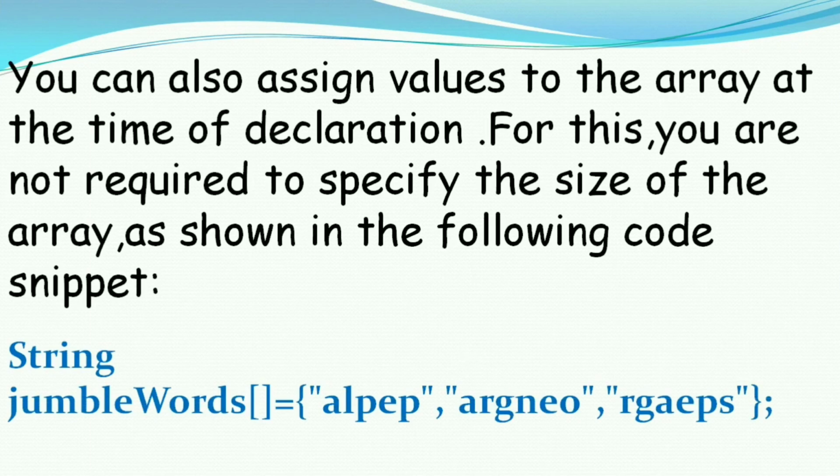You can also assign values to the array at the time of declaration. For this, you are not required to specify the size of the array, as shown in the following code snippet. String jumble word brackets is equals in braces lpep, argneo, rgaps, braces close. इसमें हमने साइज डिक्लेयर नहीं करा, सीधा सीधा हमने वेरिएबल में वैल्यू असाइन कर दी. इससे ये अपने आप ही साइज ले लेगा.